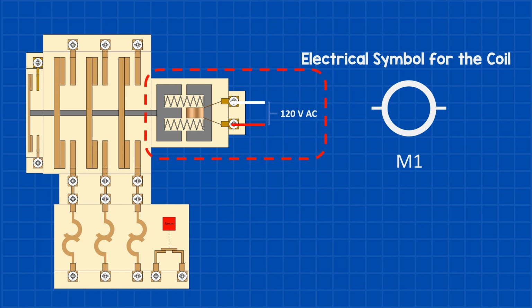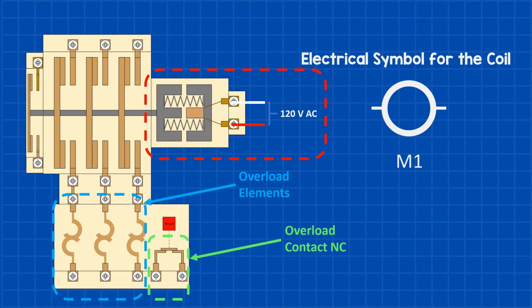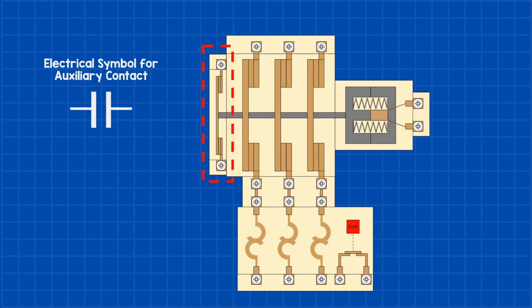However, unlike a standard relay, a motor starter includes an overload element and a set of normally closed overload contacts. When an overload condition occurs, those contacts open, causing the coil to de-energize, which shuts down the motor and prevents damage. In addition, a motor starter includes auxiliary contacts that close when the main contacts close.